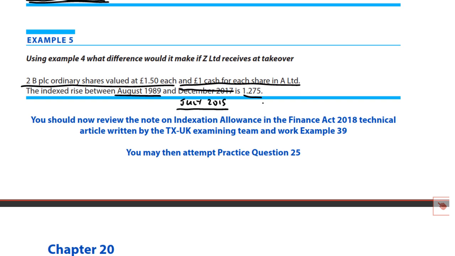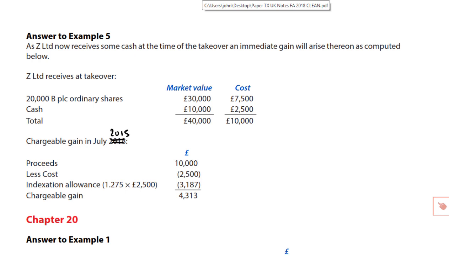We're going to list out these market values, of course. We also got £1 cash for each share in A Limited. We had 10,000 times £1 is £10,000. So again, you'll have £30,000 worth of ordinary shares, and this time, instead of £10,000 worth of preference shares, £10,000 worth of cash. And that, therefore, will now allow you to compute an immediate gain that arises at that point of takeover. So you repeat the same working as we had before, not a difficult working.